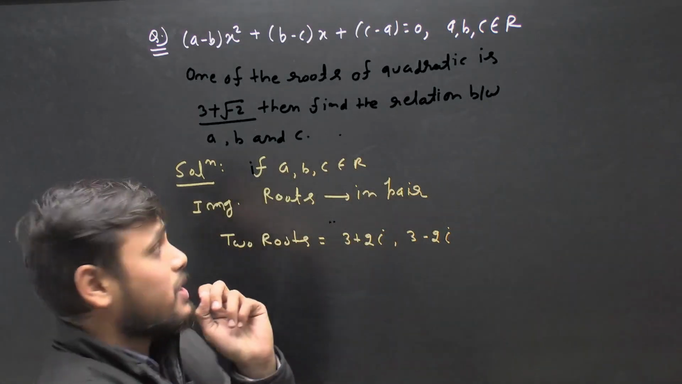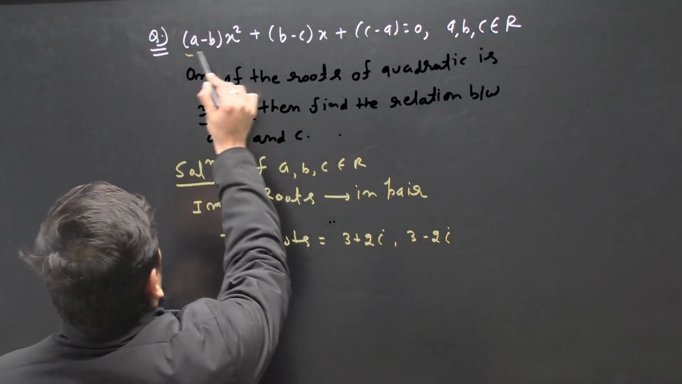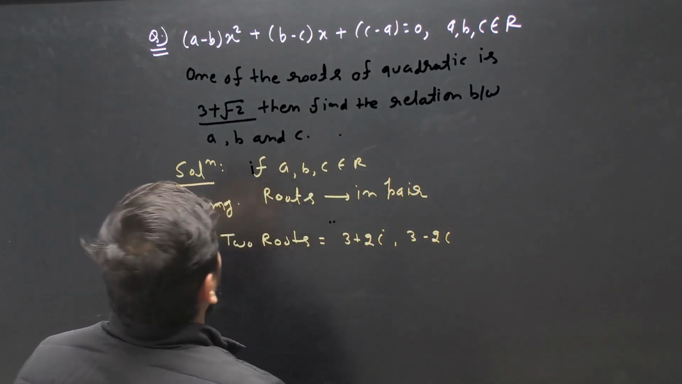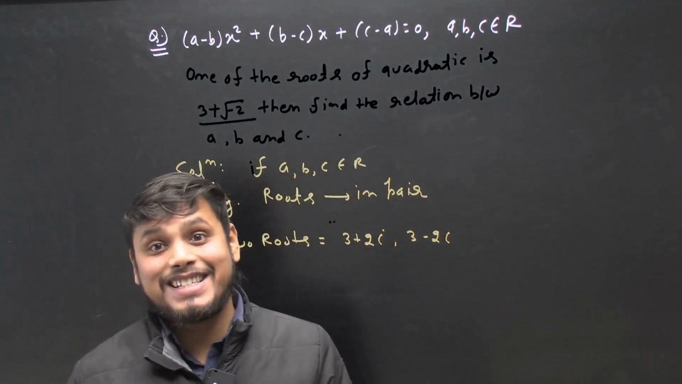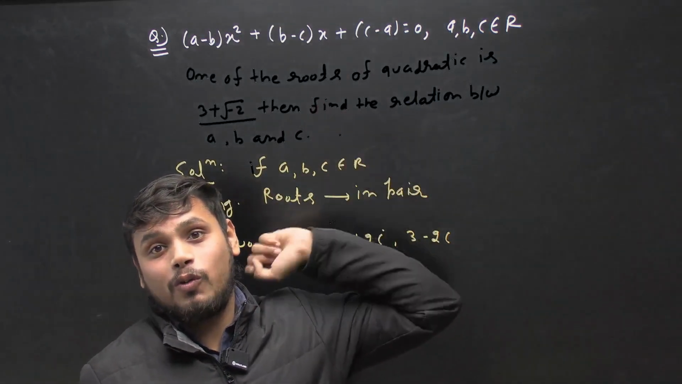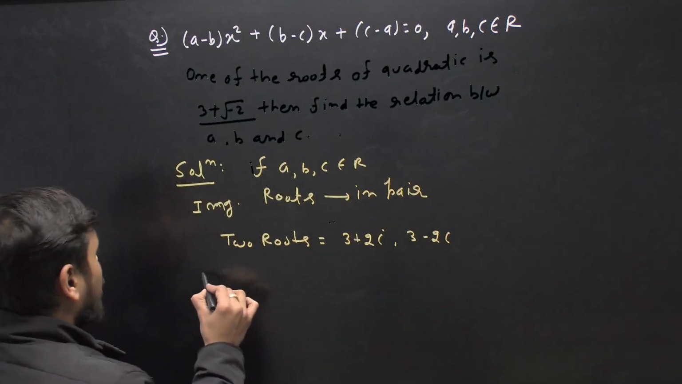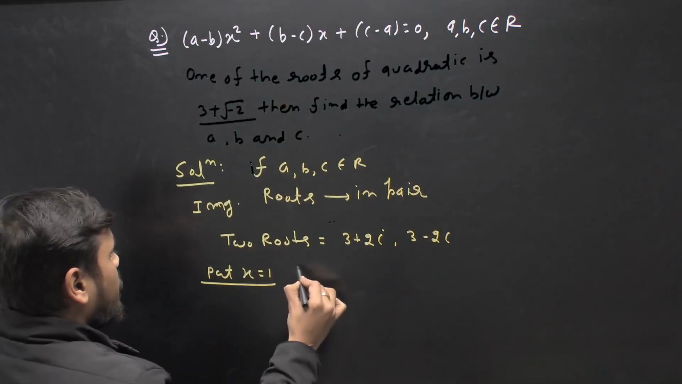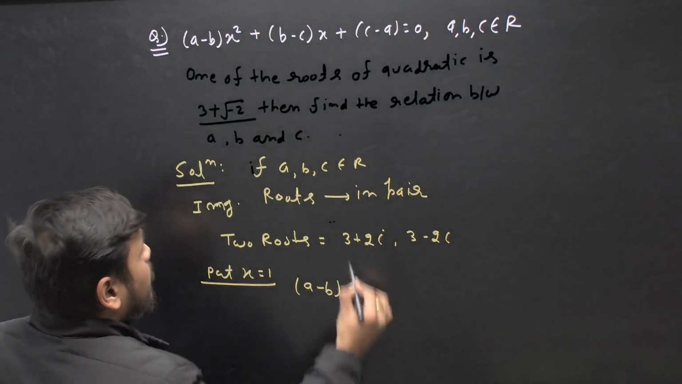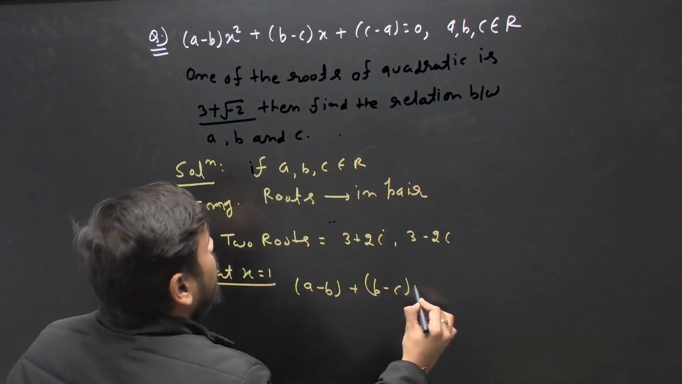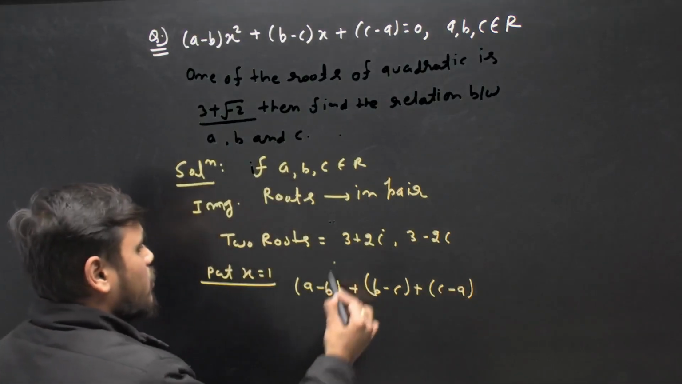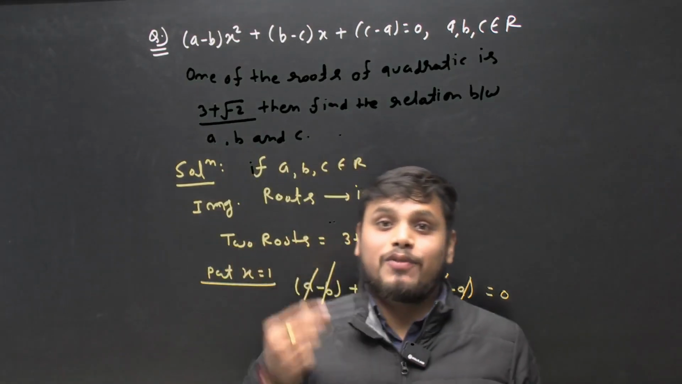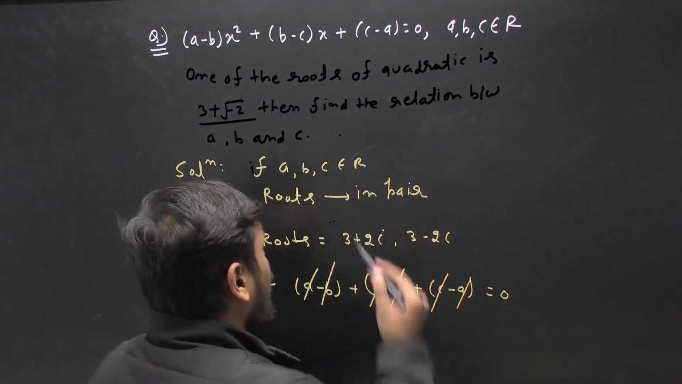See, there is one more piece of information hidden. We can see the coefficients are in cyclic order, a − b, b − c, c − a. If you add them up, you will get a sum of 0. So it means x = 1 is also a root of this quadratic. Check it out: put x = 1 in the quadratic, so you will get (a − b) + (b − c) + (c − a). The b's cancel out, c's cancel out, a's cancel out, so it is equal to 0. So it is satisfying the given quadratic equation, and we can say x = 1 is a root.